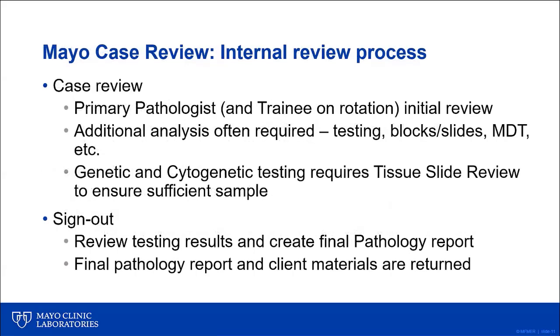At the level of case review, a pathologist and potentially a trainee, if they're on a rotation, will conduct the initial review and may elect to perform additional analysis, such as immunohistochemistry, molecular, cytogenetics, on submitted unstained slides or blocks. If genetic or cytogenetic testing is required, that material will go through tissue slide review, where we make sure that the specimen meets validation requirements for downstream testing.